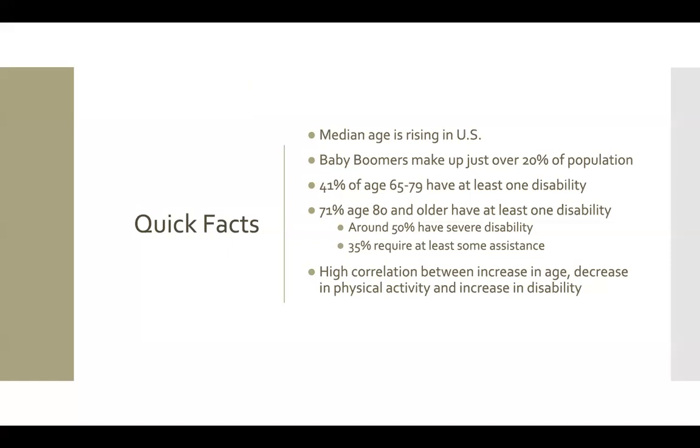Approximately 41% of adults ages 65 to 79 have at least one disability. Typically, these disabilities will include issues with self-care skills, so ADLs, household tasks, IADLs, as well as mobility in general. 71% of those age 80 and older have at least one disability, around 50% of those have a severe disability, and 35% of those at least require some sort of assistance. There is a high correlation between an increase in age, a decrease in physical activity, and an increase in disability.